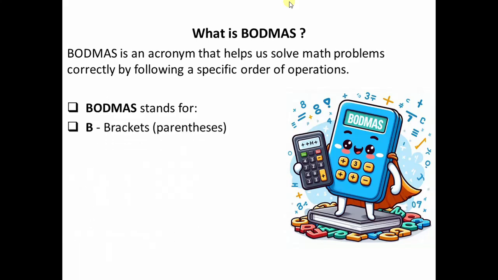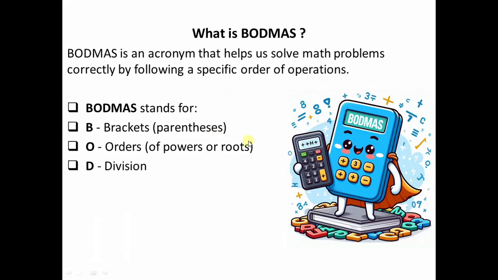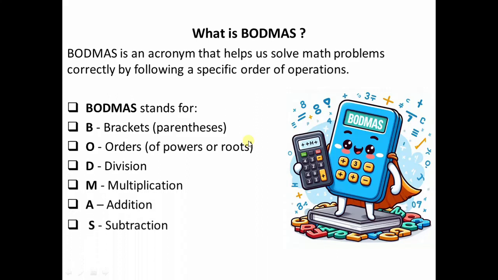BODMAS stands for B is for brackets or parentheses, O is for orders or powers or roots, as in 2 raised to 2, 2 raised to 3, or square root or cube root. That's orders. Then division, I don't need to explain. Multiplication followed by addition and subtraction. So that's how the acronym has been formed, BODMAS, so that you can recall it quickly. That's BODMAS. Now, how to remember BODMAS?